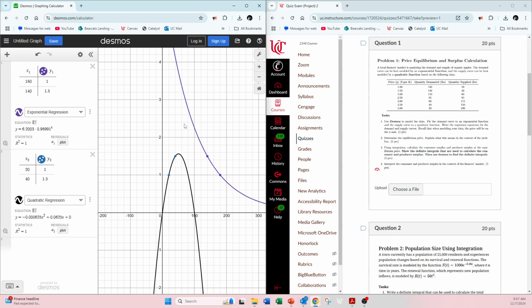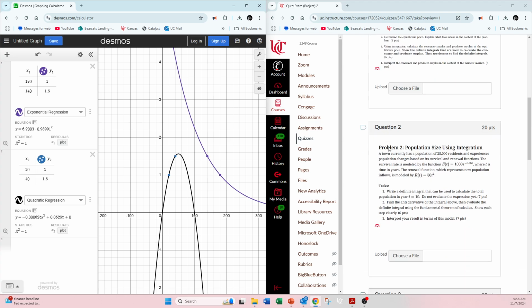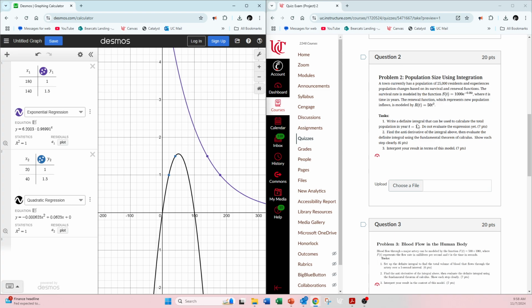So then you can use that equilibrium price to find the consumer and producer surplus, and you're going to have to use integrals to do that. And eventually you're going to have to find definite integrals and use Desmos to find the definite integrals is allowed on problem 1. On problem 2, you're going to have to use our population function.